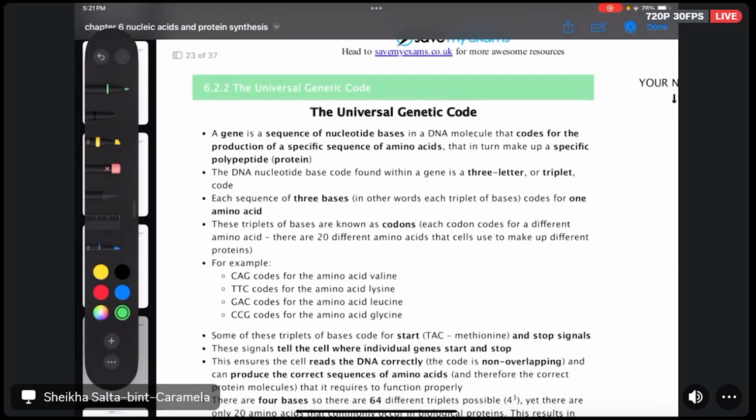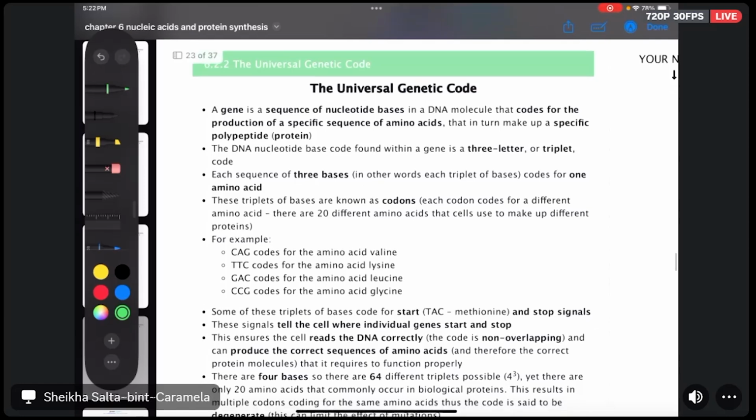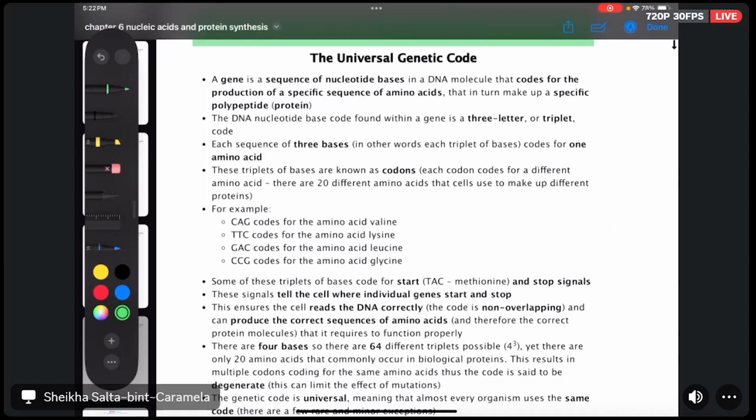Now, before we head on to the protein synthesis part, we just need to go through this as well, which is the universal genetic code. A gene, as I told you, is a sequence of nucleotide bases in the DNA molecule coding for a specific amino acid. Each sequence of three bases is formed in triplets. Each triplet would code for one type of amino acid, and the triplets of bases are known as codons. And there are 20 different amino acids known which are used in protein synthesis.